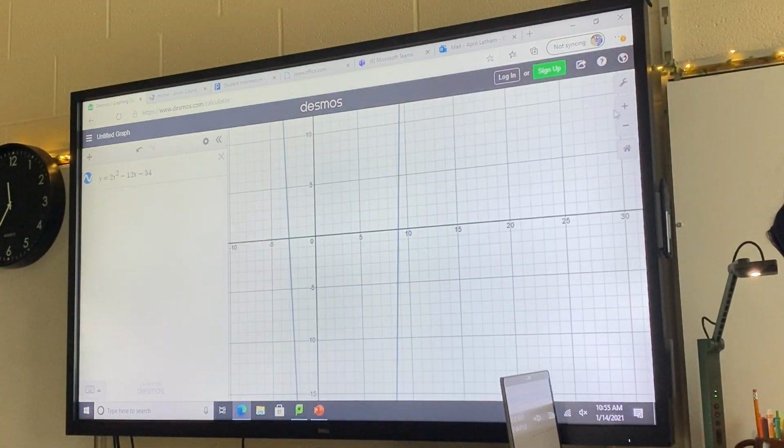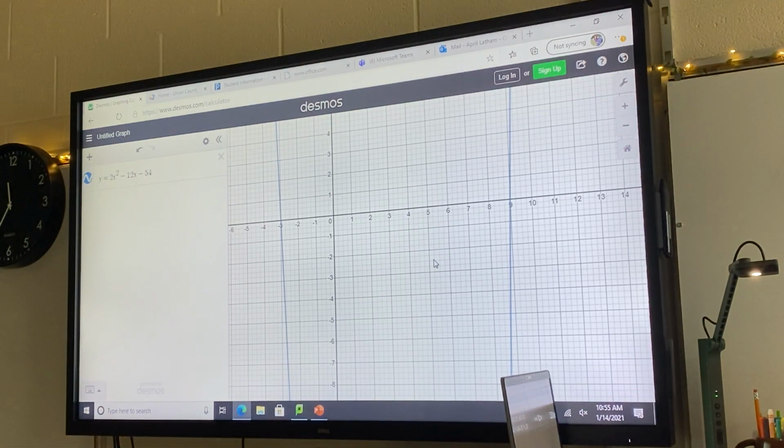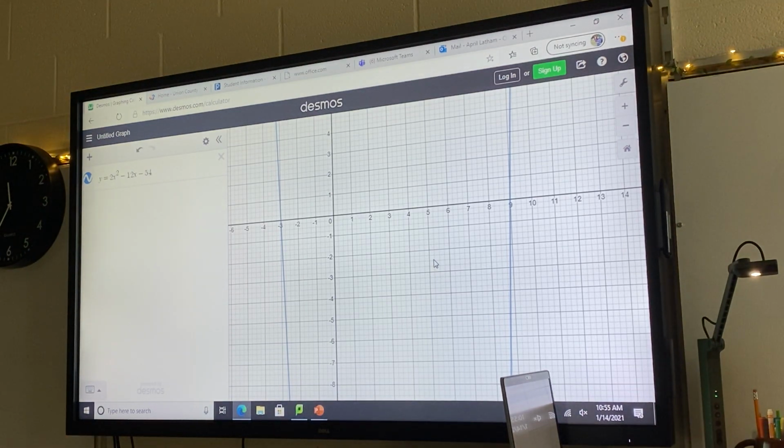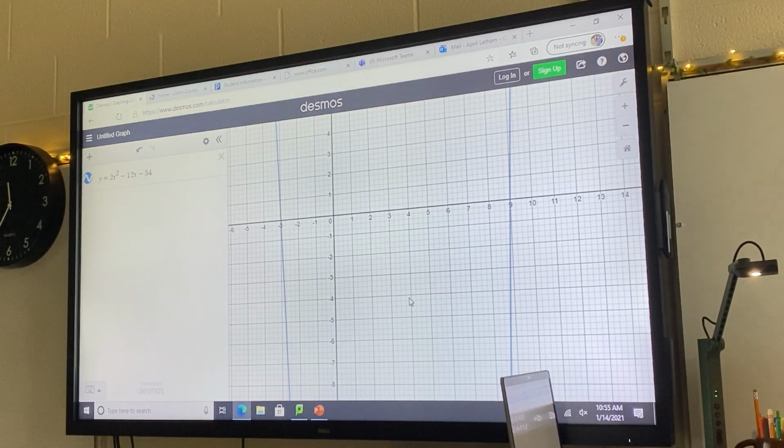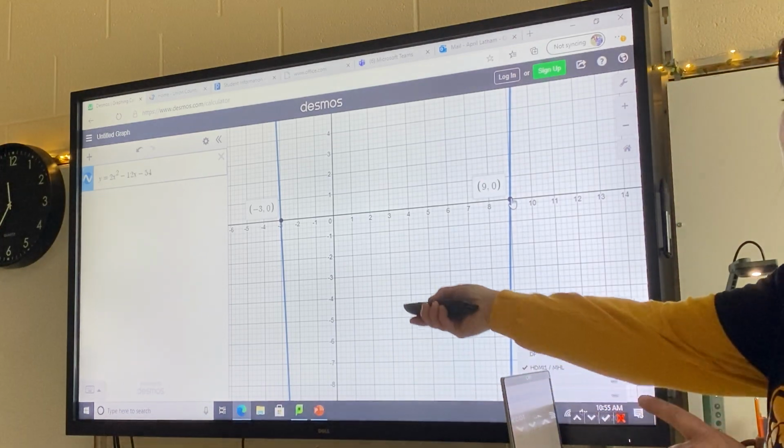Alright, looking at this graph, where are my roots at? Where are my x-intercepts, my zeros, my solutions? What two numbers? Negative 3 and 9. So y'all remember this: negative 3 and 9.